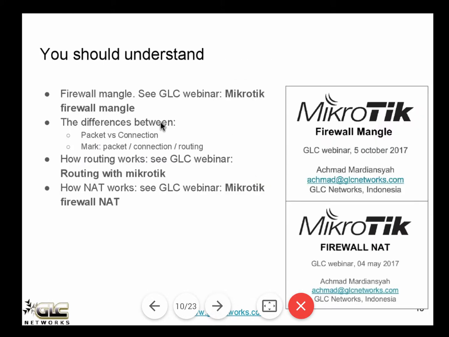So how it works. Okay, so I assume you should understand firewall mangle first. What's inside the mangle? First you need to understand the differences between packet and connection. So go to our channel, check our webinar, check our SlideShare. Make sure you understand the difference between packet and connections, and also the difference between mark packets, mark connection, and mark routing. If you don't know, please check the previous webinar, because I'm not repeating that today.